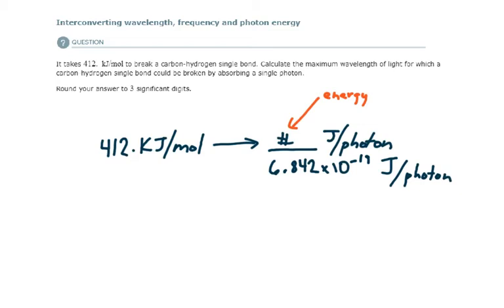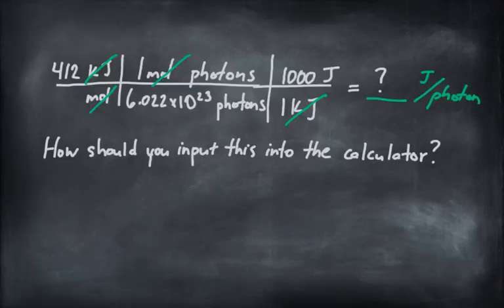Now the problem is many students, when they do this conversion, even though they have it set up correctly, are not getting that value. So let me show you all very quickly where the mistake is and how we can fix it. So as you all have already seen in the previous video, this was how we approached this conversion to convert from kilojoules per mole to joules per photon. And the million-dollar question is, how should you input these values into the calculator to do this conversion?